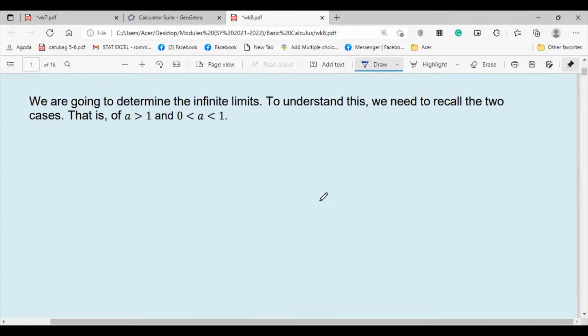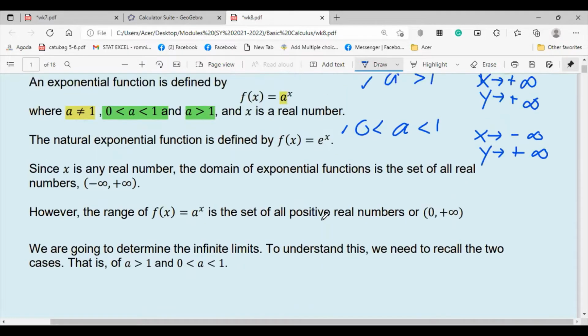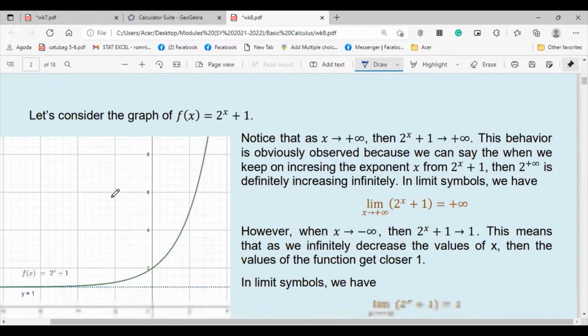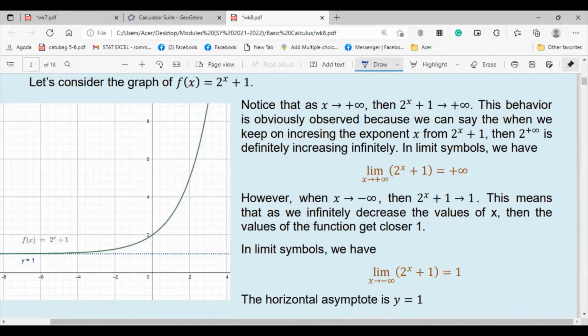Now, because of this idea, we also know that the domain or all allowed input values of exponential is a set of all real numbers. Wala siyang masyadong issue when it comes to input. Ang problema natin dito when it comes to the range. That is why it is placed in your module. Some examples. So let's try to consider f of x is equal to 2 raised to x plus 1.